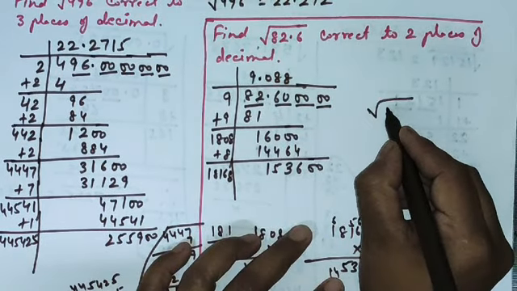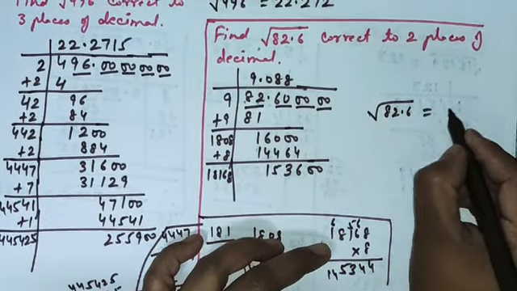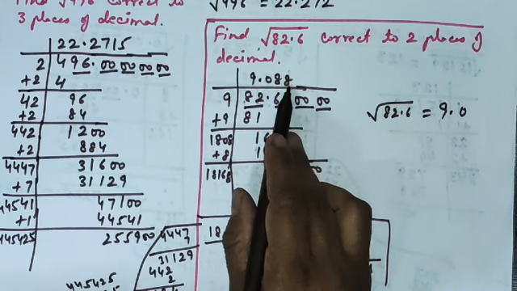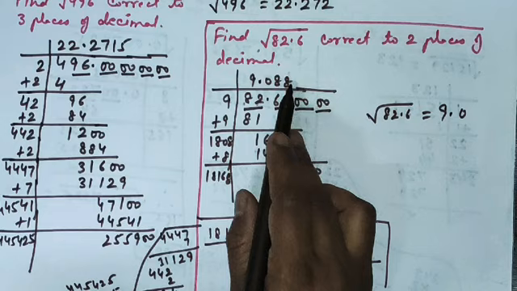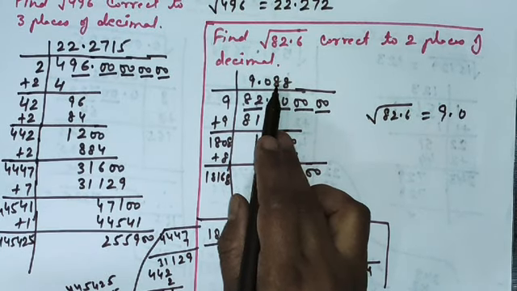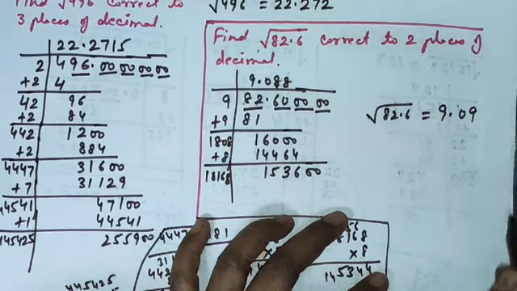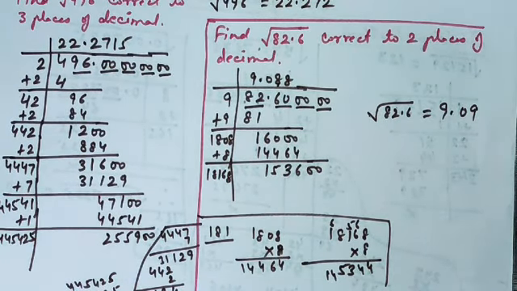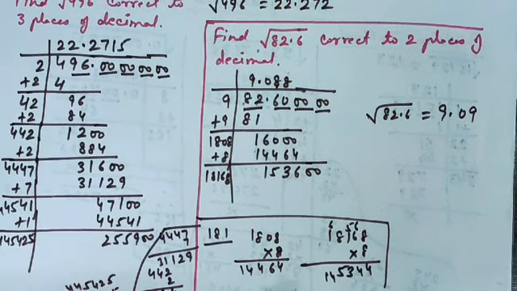Now see here. So the square root of 82.6 will be 9.0. Now see, the digit at third place is 8. This is more than 5. So I will add 1 here. So 8 plus 1, it will become 9. So 9.09 is the answer of this question. So this is how you will solve the questions related to finding the square root by division method.